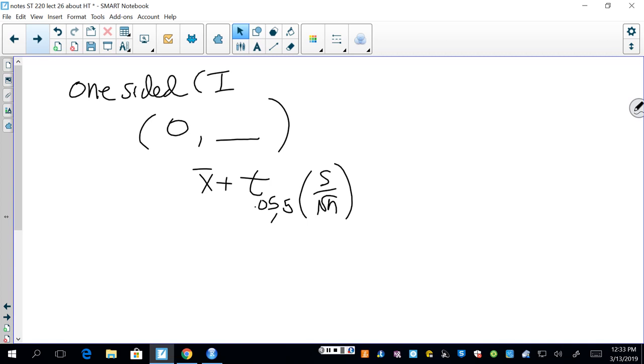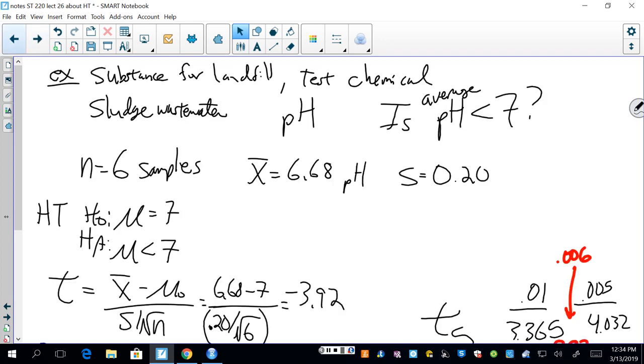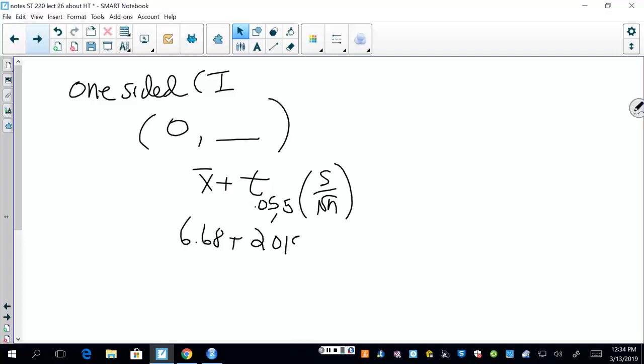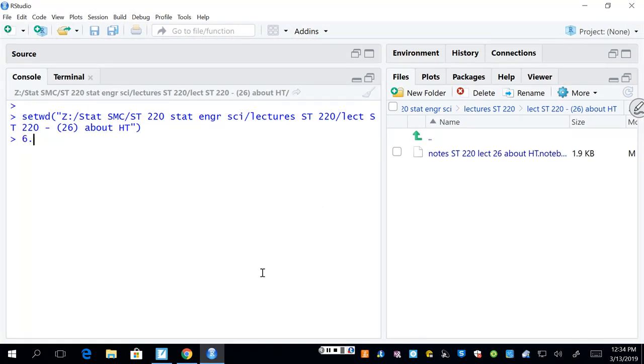This is degrees of freedom equals 5. So we got an average of 6.68, and for the one-sided critical value, this 2.015, times the 0.20 over the square root of 6. What does that turn out to be in terms of that upper limit? Well, the 6.68 plus the 2.015 times 0.20 divided by the square root of 6 is 6.84.